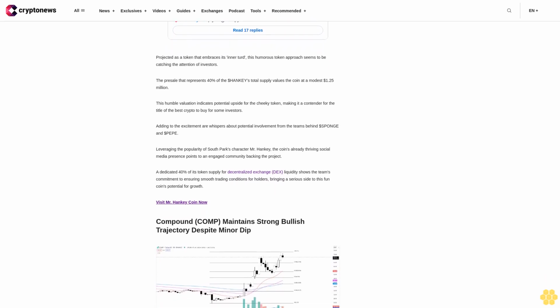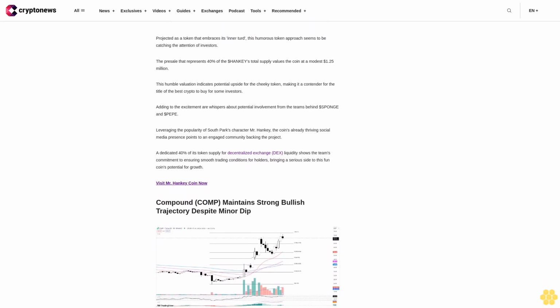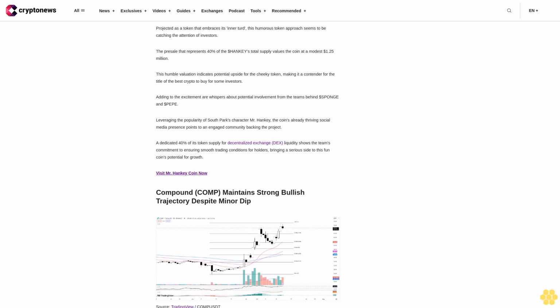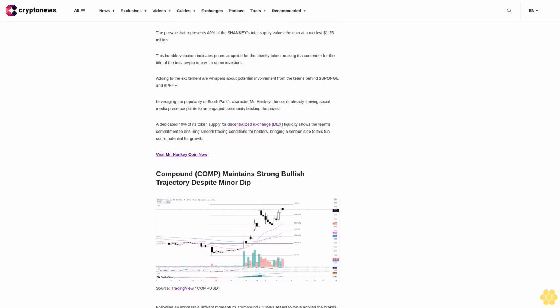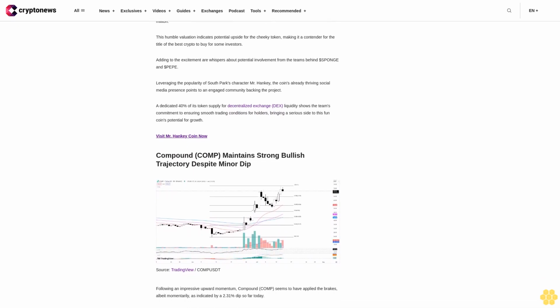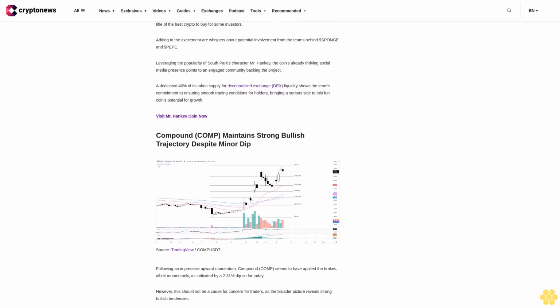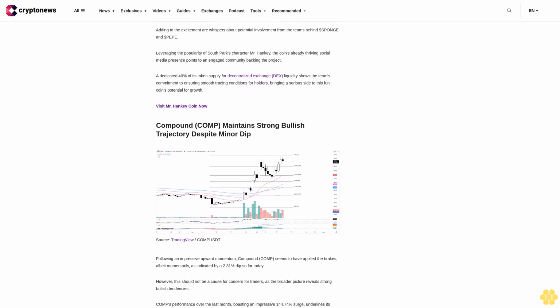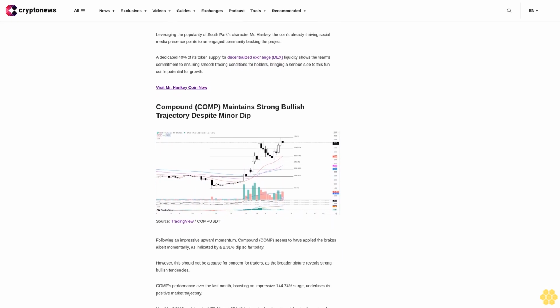Adding to the excitement are whispers about potential involvement from the teams behind Dollar Sponge and Dollar Pepe. Leveraging the popularity of South Park's character Mr. Hankey, the coin's already thriving social media presence points to an engaged community backing the project. A dedicated 40% of its token supply for decentralized exchange DEX liquidity shows the team's commitment to ensuring smooth trading conditions for holders, bringing a serious side to this fun coin's potential for growth.